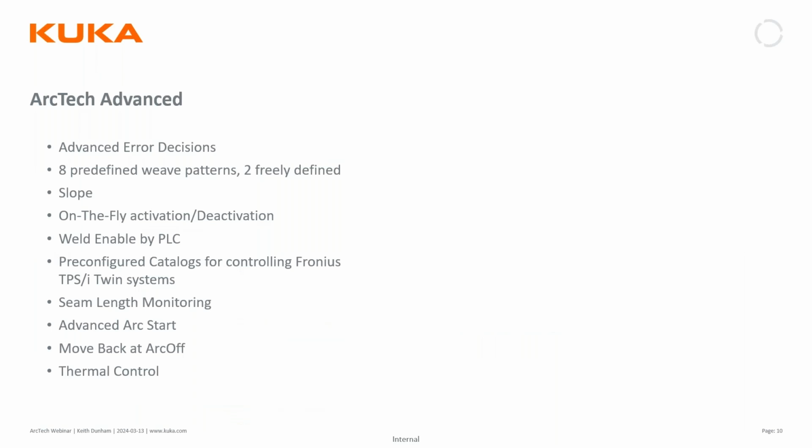So this is a few of the different features that ArcTech Advanced has over Basic. Like I said, the 8 predefined weave patterns, 2 you can define. You have on-the-fly activation, deactivation, where your robot will come down, I guess similar to a bird picking up a mouse. It just kind of swoops down, it'll start, and it doesn't have to actually go to that point to start. You can also configure a twin Fronius twin system with it, and then that's where your seam length monitoring comes in. ArcTech Advanced is dependent on ArcTech Basic.